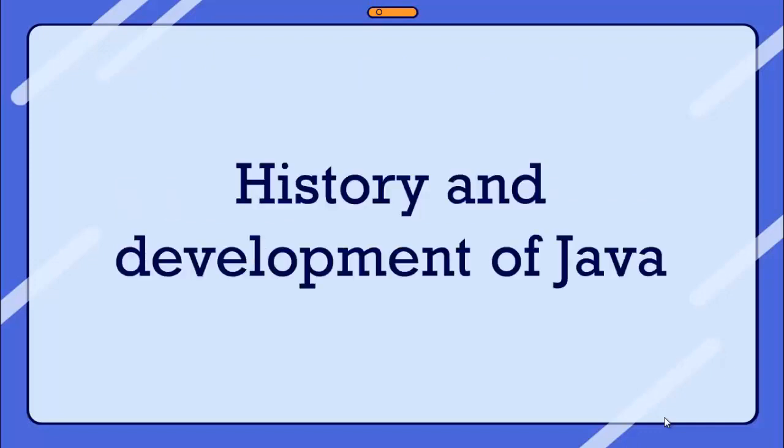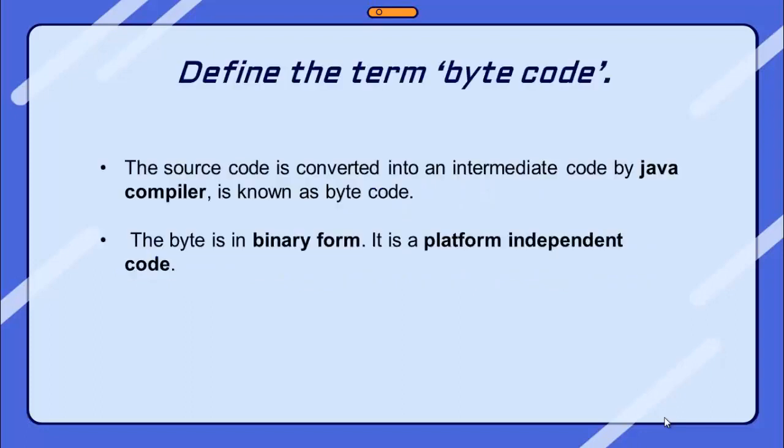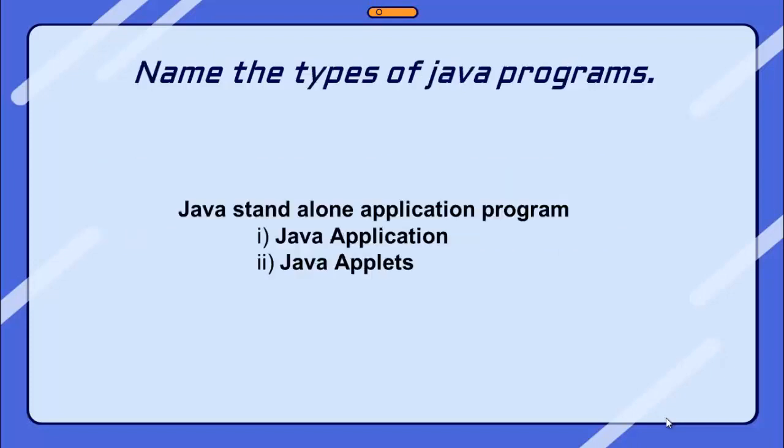The second chapter is history and development of Java. Define bytecode. The source code is converted into intermediate code by the Java compiler, which is known as bytecode. The bytecode is in binary form. It is a platform independent code. Otherwise, you can also say it is intermediate code which only the Java virtual machine can understand, and it can run on any platform.